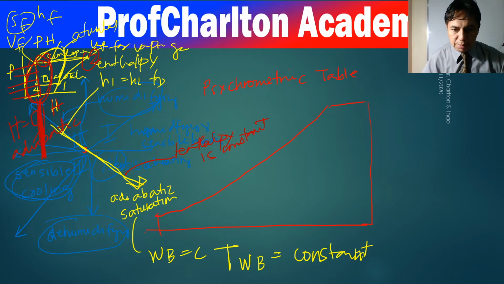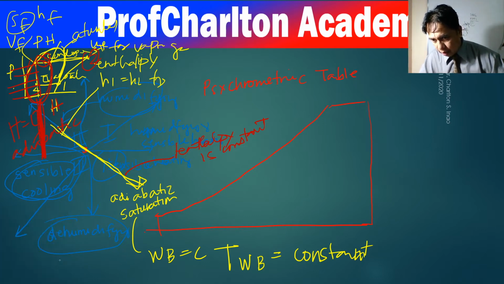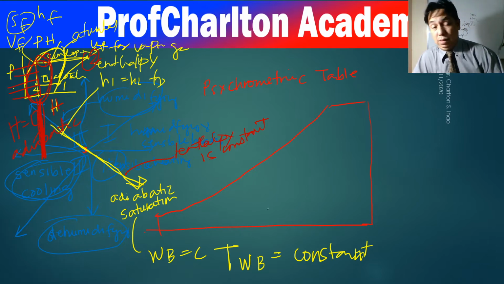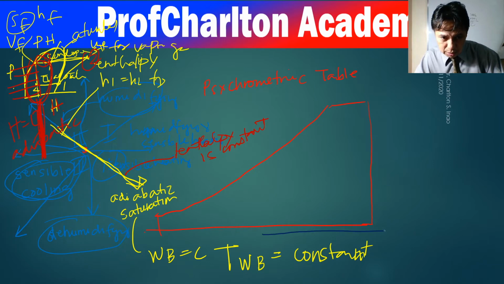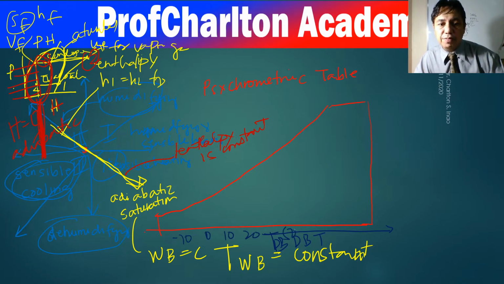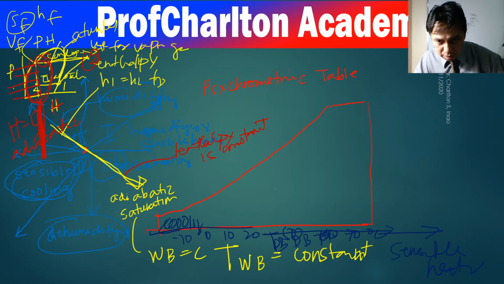Okay, now let me go very quickly to this part. How do you read the psychrometric table? Going rightward, you have the dry bulb temperature. For example, it is negative something, then 0, then 10, 20, 40, 50, 60, 70 degrees centigrade. So going to the right is increasing, and that's why it's called sensible heating. Here, lowering of temperature is cooling. Now you can have that in vertical, right?